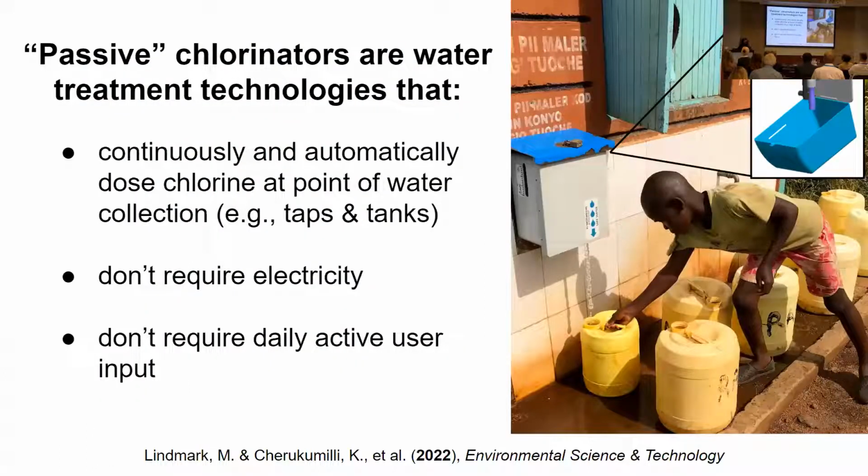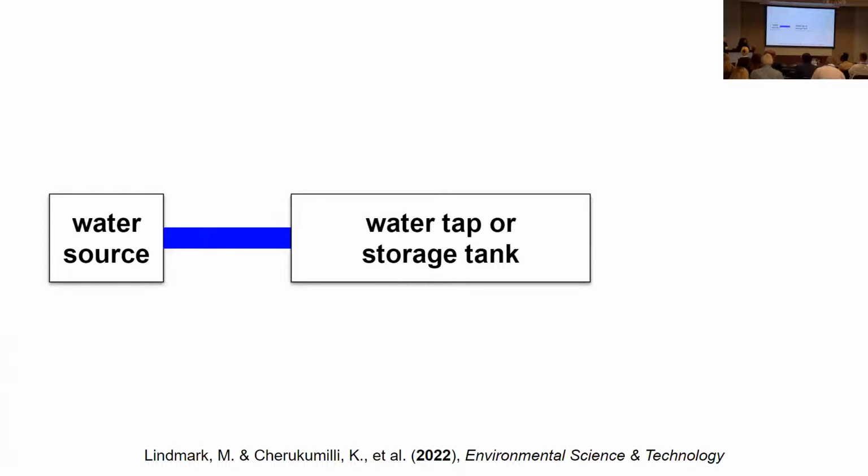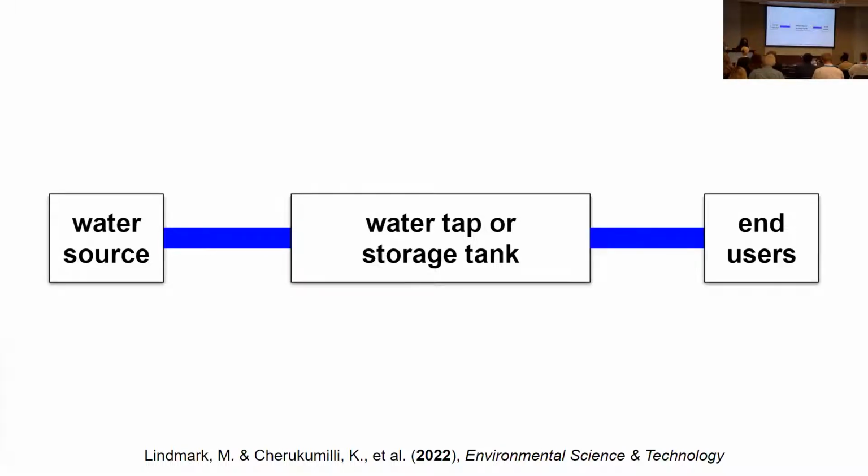So what is passive chlorination? Passive chlorinators are devices that have been developed to continuously and precisely dose chlorine, specifically at tap intake, so at the point of water collection. The advantages of passive chlorinators are that they don't require electricity for operation, and furthermore, they don't require daily active user input. So before we go into the suite of technologies that have been developed, we want to talk about the water sources that are suitable for passive chlorination. Then we want to think about when those water sources are piped, people actually use them either through storage tanks or taps at their institutions or communities. And of course, that brings us to the end users.